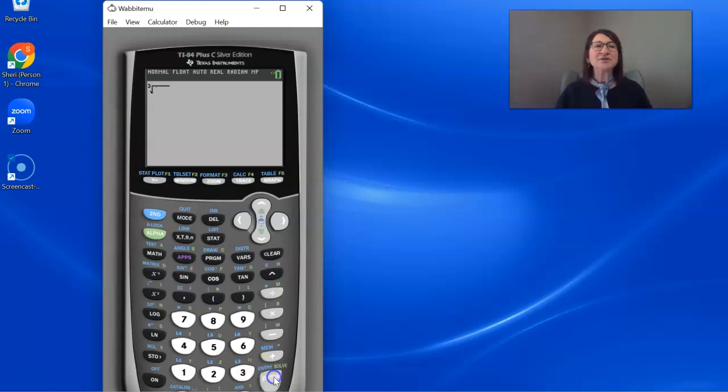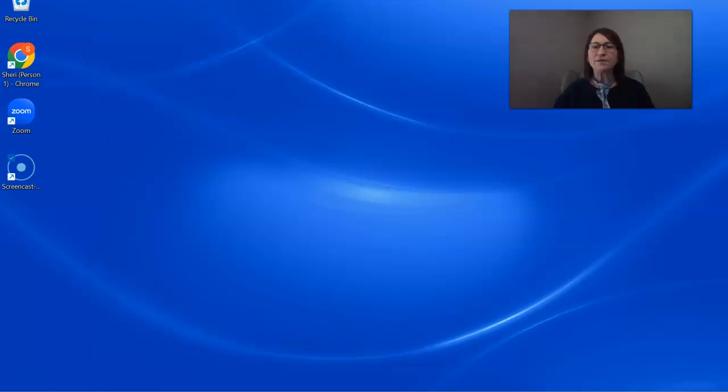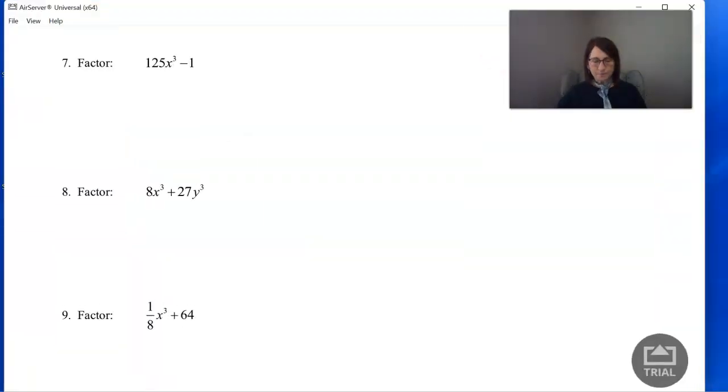And so then I press enter, and sure enough, I get 5. What does that mean? That means if I take 5 and raise it to the third power, which is the same thing as multiplying 5 times itself 3 times, it's going to get me back to 125. So 5 is my perfect cube root. All right, so let's just get out of here for a minute and go back to what we were doing.